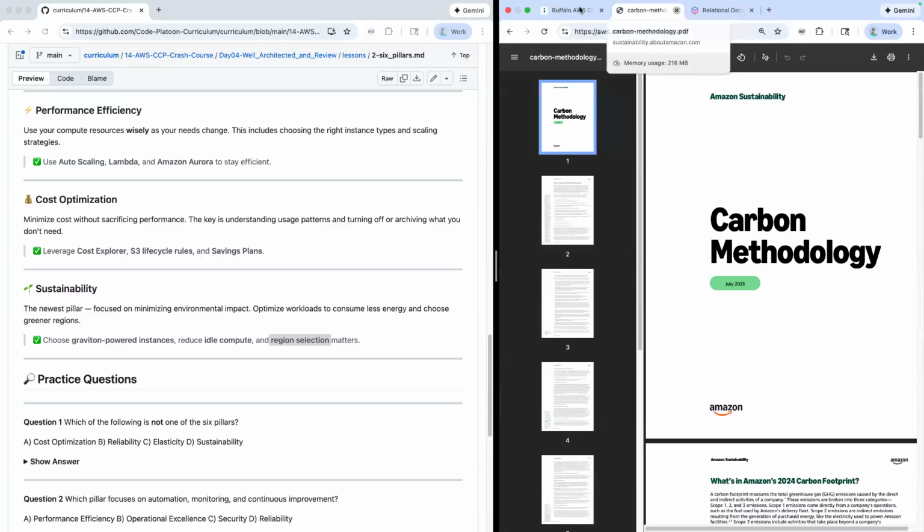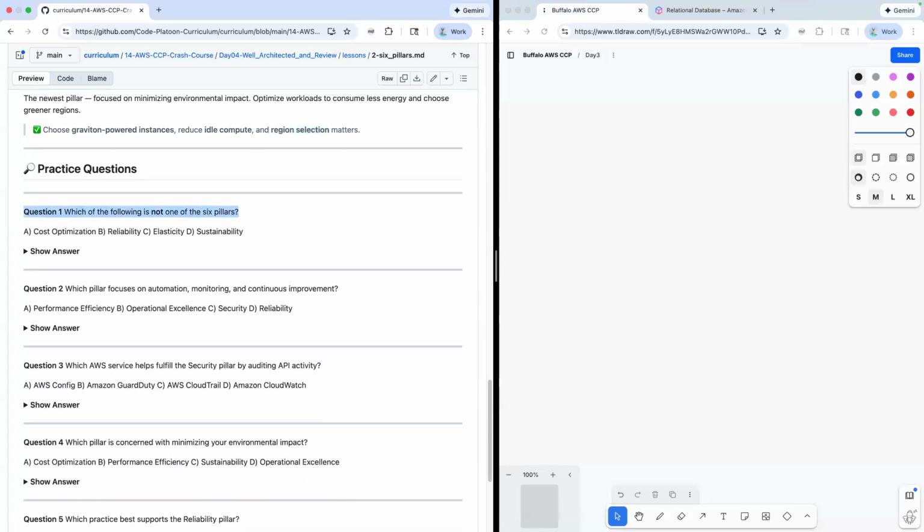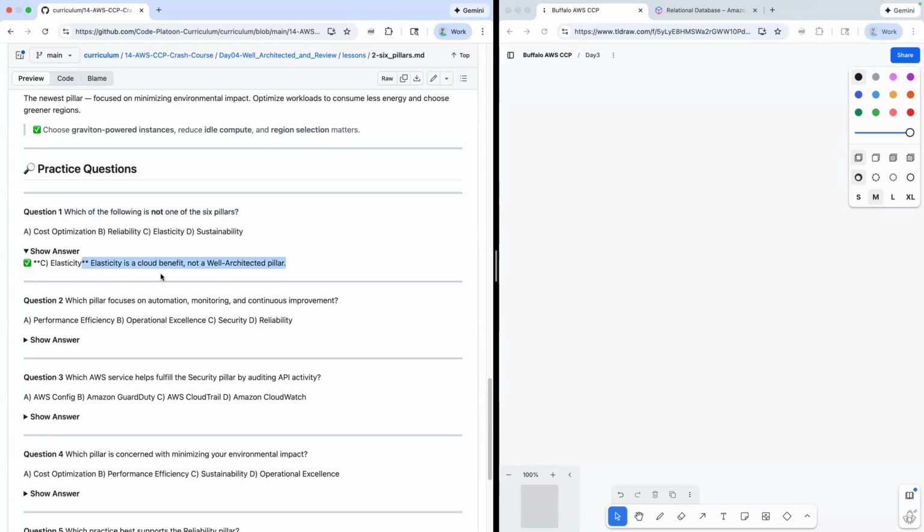So let's dive into some of these practice questions. I believe next up is Tom. So Tom, which of the following is not one of the six pillars? Yeah, elasticity. It's a cloud benefit way back from the first lesson, it's really easy to spin up additional workloads and scale, but it's not one of the well-architected pillars. And again, just lots of reps and sets on these questions is how you get these ones.